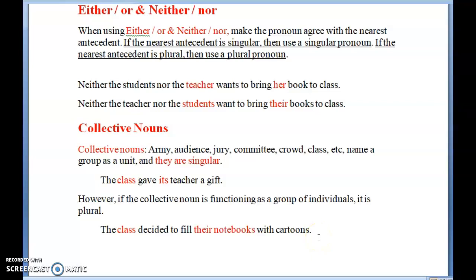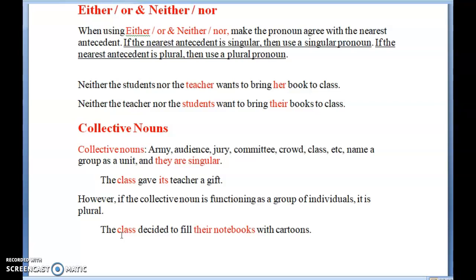Well, Dr. Stovall, how would I know the difference? Well, there's a very simple trick. If I can replace the collective noun with it, and the sentence still makes sense, then it's singular. If I can replace the collective noun with the pronoun they, and it still makes sense, then it's plural. Okay, so you have to determine, is it acting as an it?